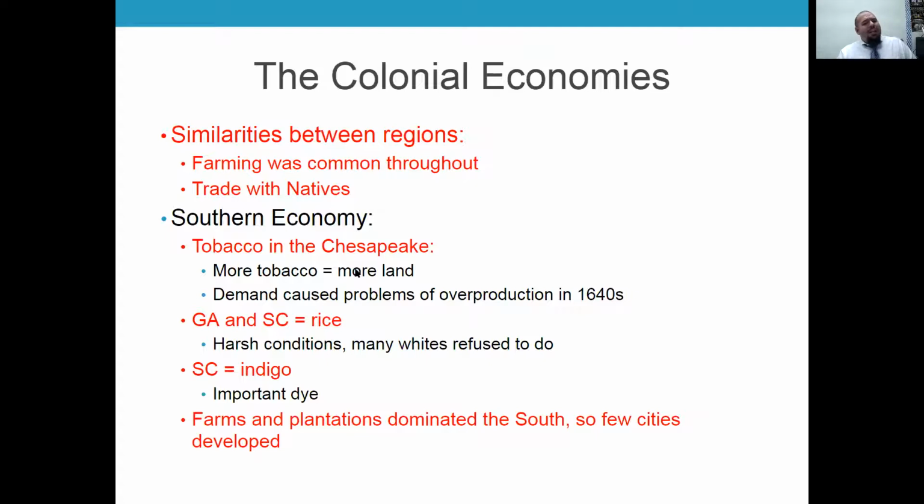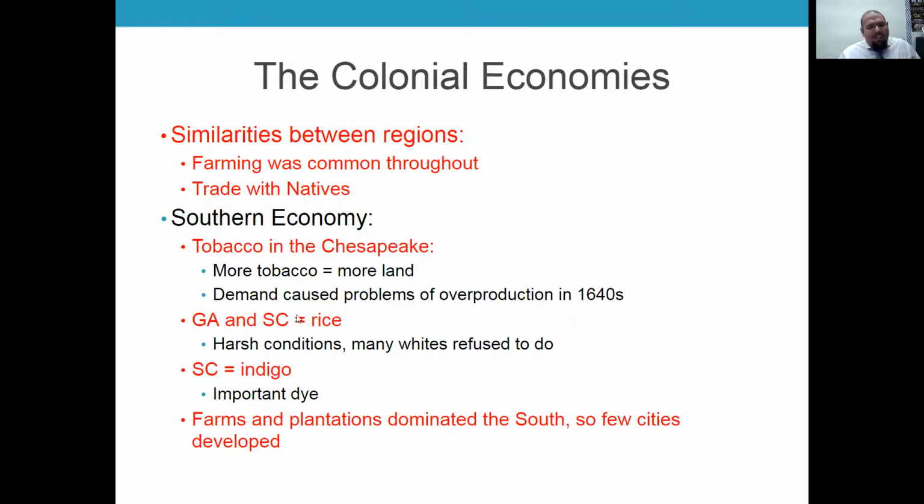In the Southern economy, tobacco was the main crop. In the Chesapeake, obviously more tobacco equals more land. They dry out the land. They've got to find more land to grow the tobacco because it's addictive. But demand caused problems of overproduction in the 1640s.